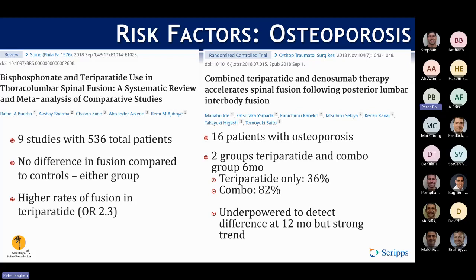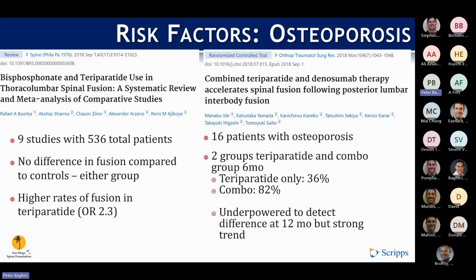That got me thinking, is there something with newer medications such as denosumab that could potentially also improve fusion rates? I didn't really find much outside of this study, although it's a pretty well-designed study with a relatively small patient population. It was a randomized controlled trial that compared 2 groups, teriparatide only versus teriparatide and denosumab. They did find a significant difference at 6 months with regards to fusion, with teriparatide only at 36% and combo at 82%. It was underpowered to detect a difference at 12 months because they only had 16 patients, but there was a pretty strong trend toward increased fusion at 12 months.